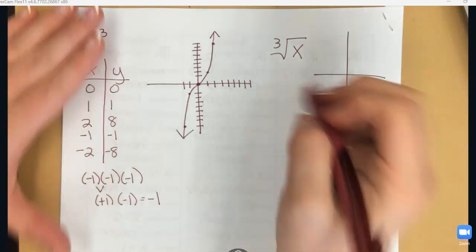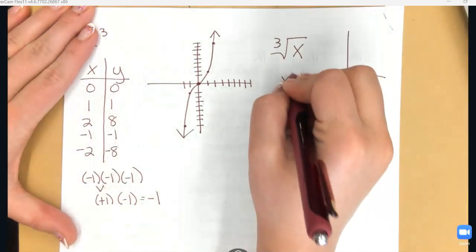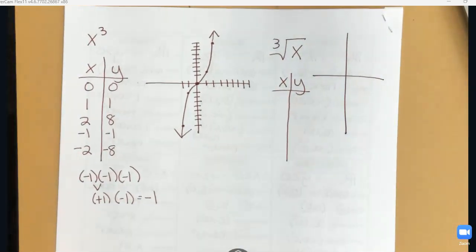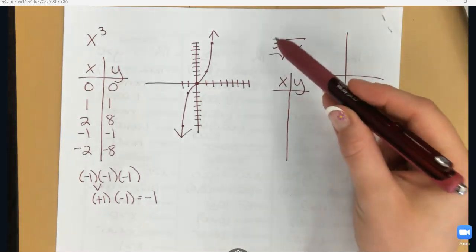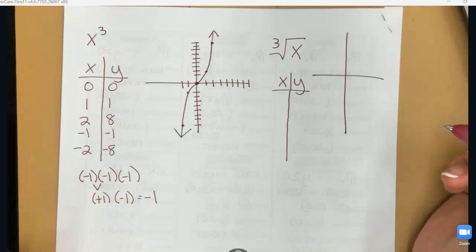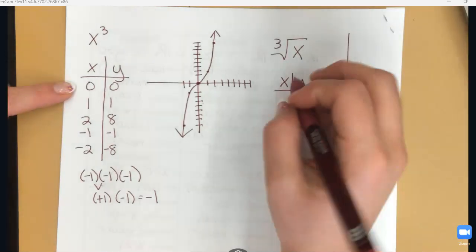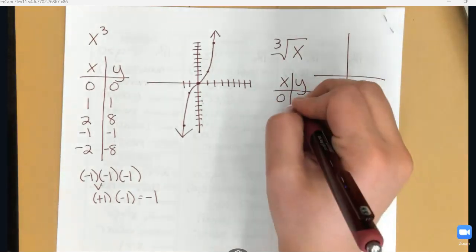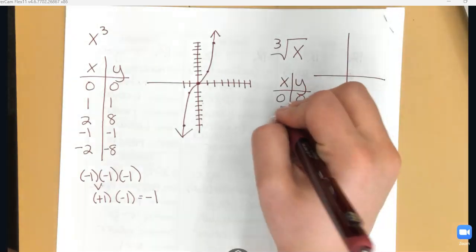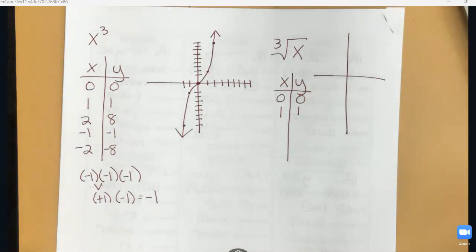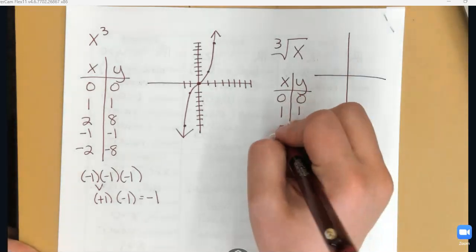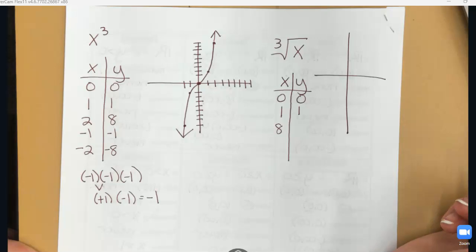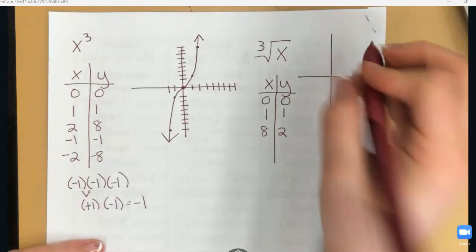For cubic, cube root. Again, I need to make a table, but I need to be kind of careful about the inputs I put for x, because if I don't put in perfect cubes, my outputs are not going to be whole numbers. So I can, again, start with 0. The cube root of 0 is 0. I can go with 1. The cube root of 1 is 1. But after that, I need a perfect cube. Well, 2 is not, 3, 4, 5, 6, 7, but 8 is a perfect cube. The cube root of 8 is 2.